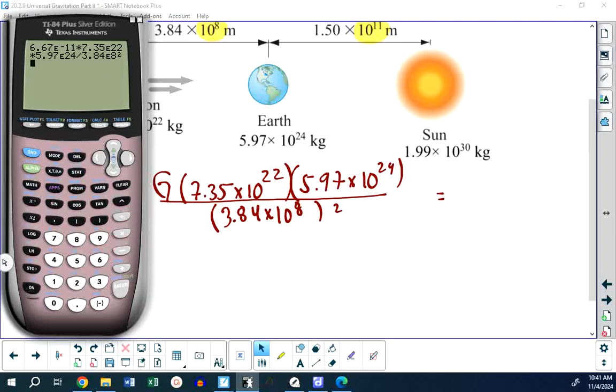What do we have? The universal constant times the mass of the moon times the mass of the earth over the distance between the centers of the two bodies squared. I'm getting about 1.98 times 10 to the 20. I feel as though we calculated that, right? That was that actual question before. 1.98 times 10 to the 20 newtons.